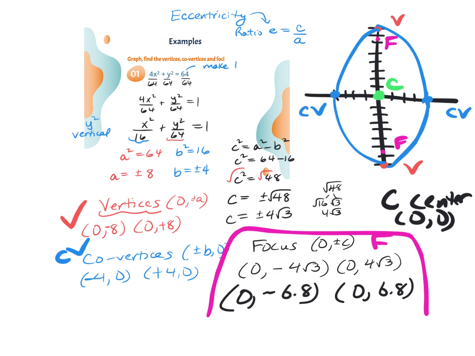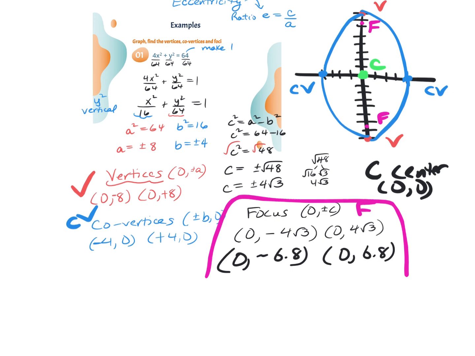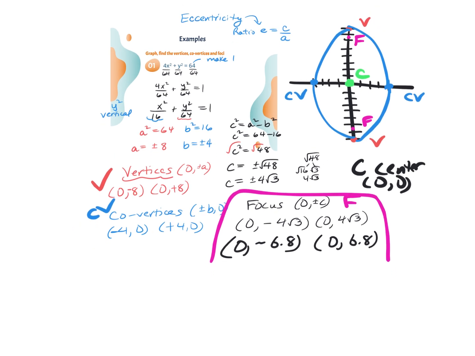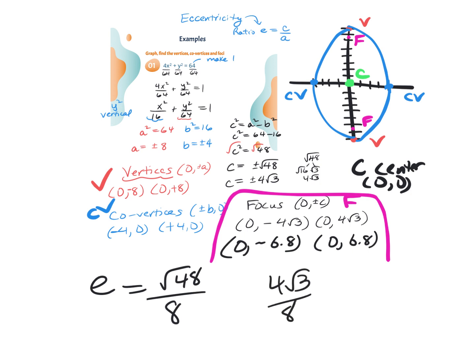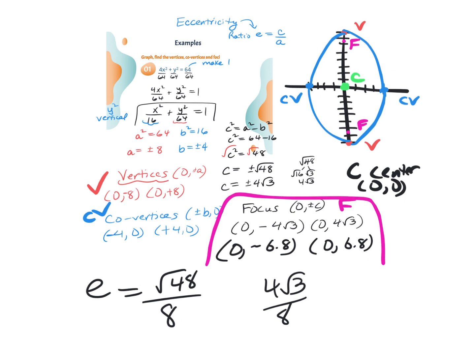And there's your graph. Now the eccentricity of this is the C value over the A value. So the E here, or the eccentricity, remember your C value was the square root of 48 and the A value was 8. You don't need to, WebAssign's not going to mark it wrong if you don't key it in as 4 square root 3 over 8.